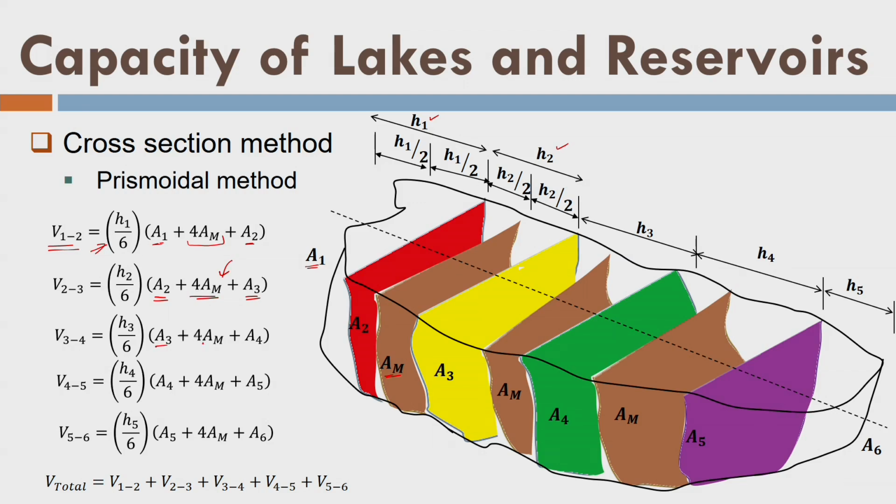And similarly, I repeat this process. Here I am putting H1, the distance between A1 and A2, here I am putting H2, the distance between A2 and A3, and so on. You can see all this, and finally after doing this calculation we make the summation in this formula, and this is my prismoidal method here.